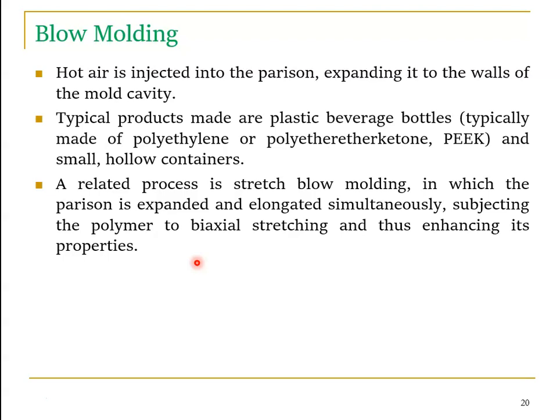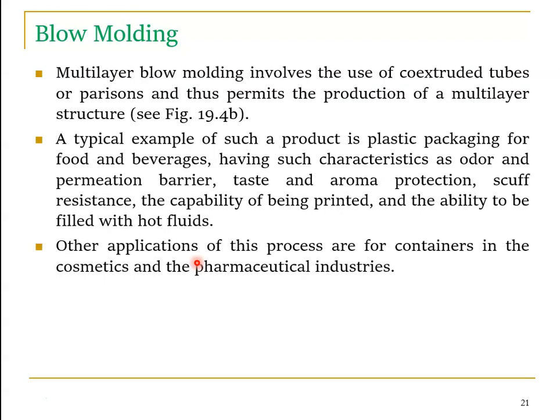Typical products made are plastic beverage bottles, generally made of polyethylene, polyether ketone (PEEK), and small hollow containers. These are some of the products. A related process is stretch blow molding, in which the parison is expanded and elongated simultaneously, subjecting the polymer to biaxial stretching and thus enhancing its properties. So this is the blow molding process.